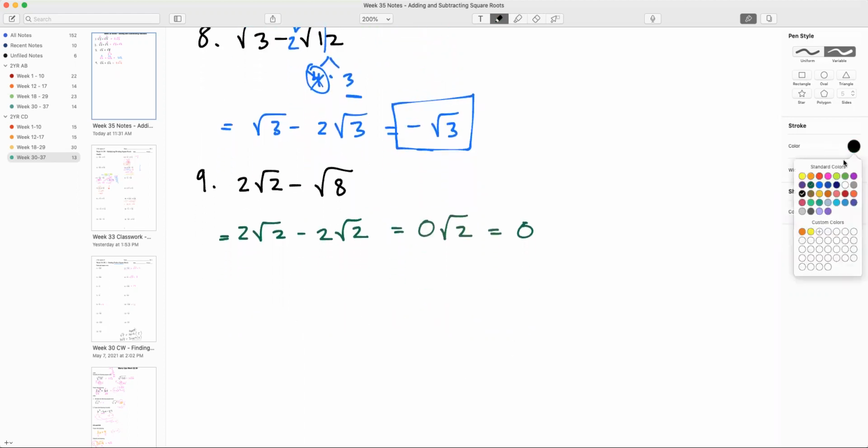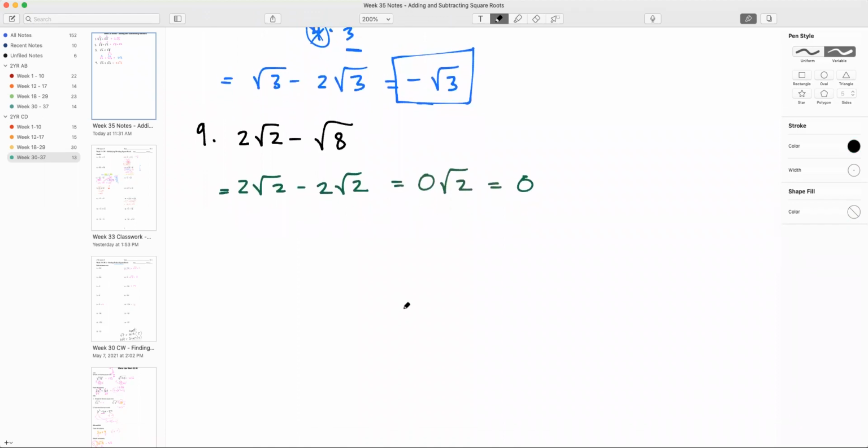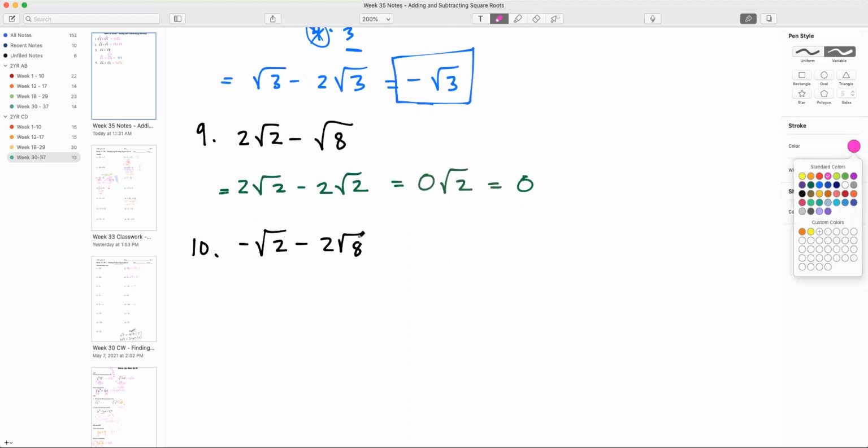Number 10. How about this? And this is our last one for today. We got negative root 2 minus 2 root 8. Okay. Well, then how are we going to do this one? Well, first we need to simplify whatever we can, which is the 2 root 8. Why don't you try this one on your own?